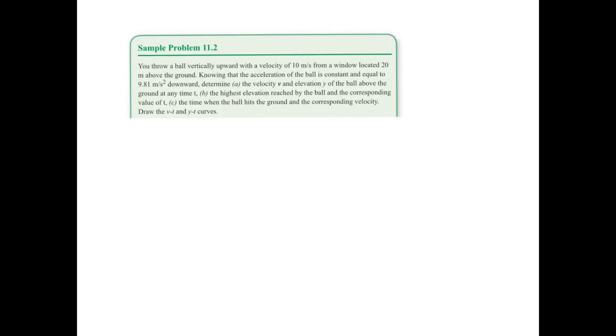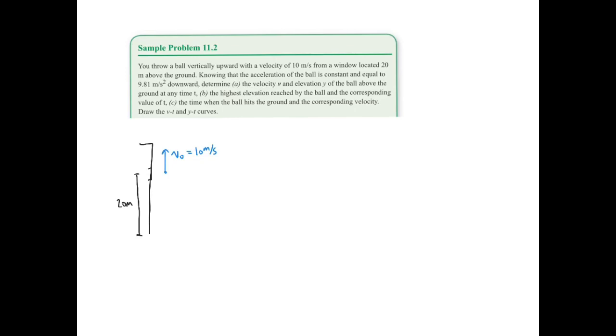For pretty much every problem in this course, except for some of the pure math questions, it will be appropriate to draw a picture. So here we have a building. Let's say it looks like this, and we have a window here, and the ball is being thrown upwards with a velocity of 10 meters per second. So that velocity, now the initial velocity, is 10 meters per second upwards, and that location is at 20 meters above the ground.